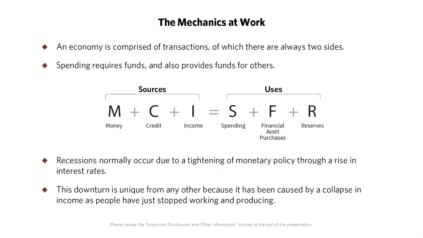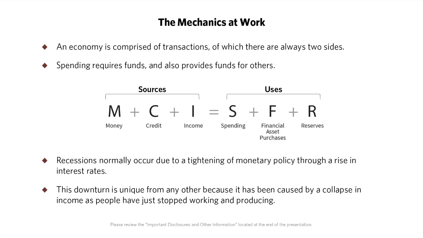And so, just a couple of background pieces. An economy is comprised of transactions, of which there are always two sides. There's a buyer, there's a seller. When one person spends, there's income to the other person. When that person gets income, they spend it. So there's always two sides to a transaction. As a result, spending requires funds, but also spending provides funds for others.